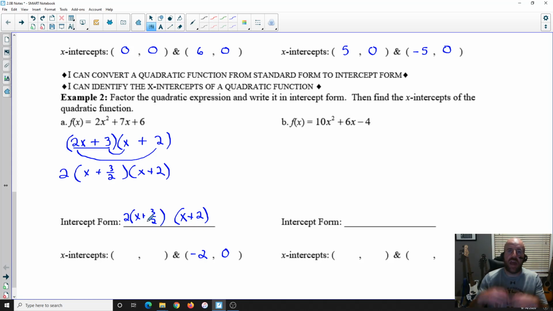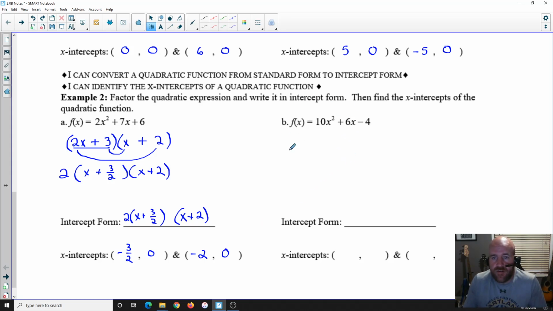So the key is to have two binomials with x and no coefficient in front of x. So we have to divide that out. And now the intercept is going to be a negative 3/2, 0. Okay, so not always a whole number. Sometimes we have fractions. Sometimes we even have decimals. I mean, we're not going to get decimals out of here. We just leave it in fraction form.